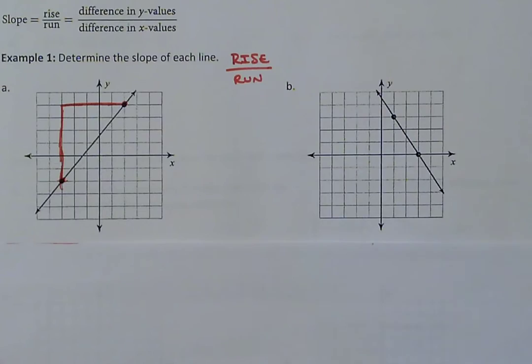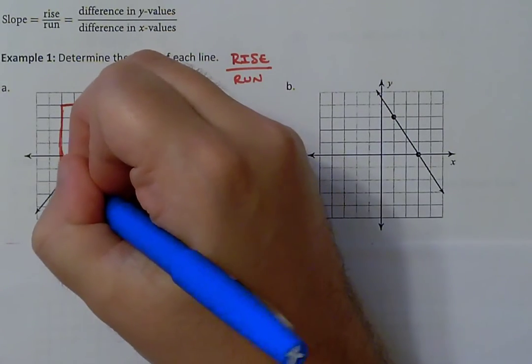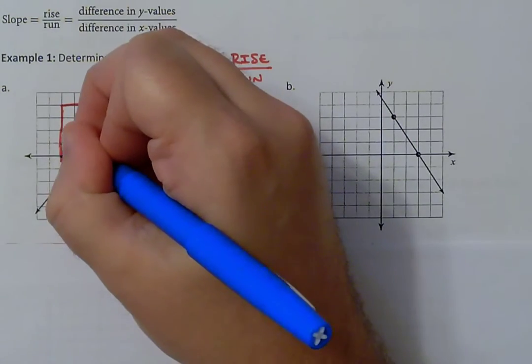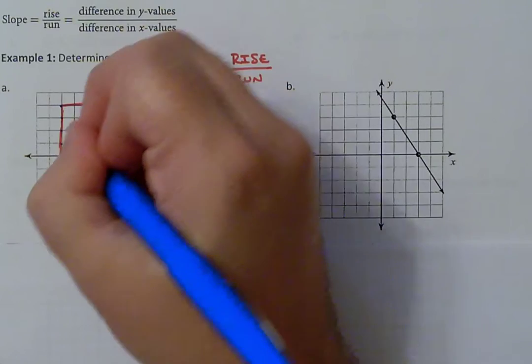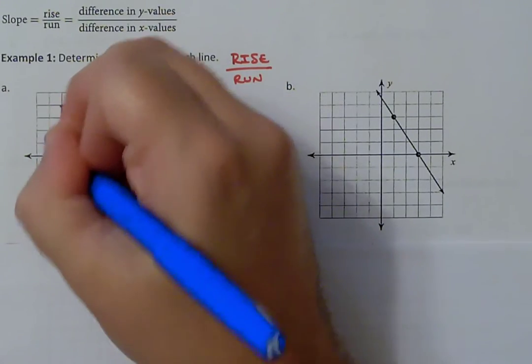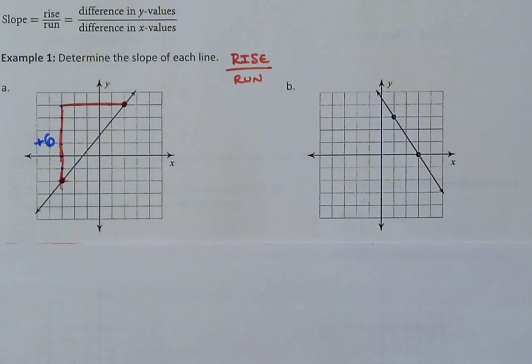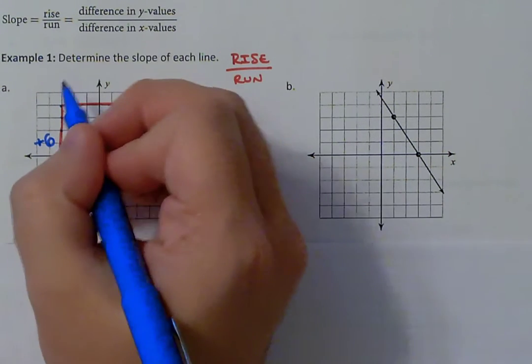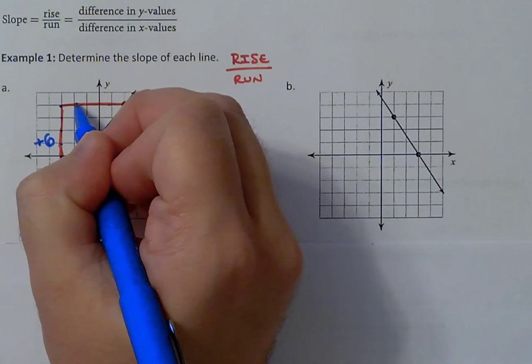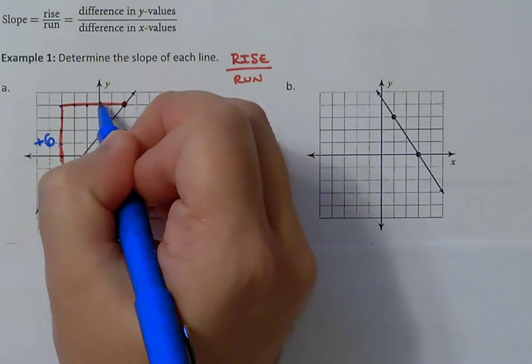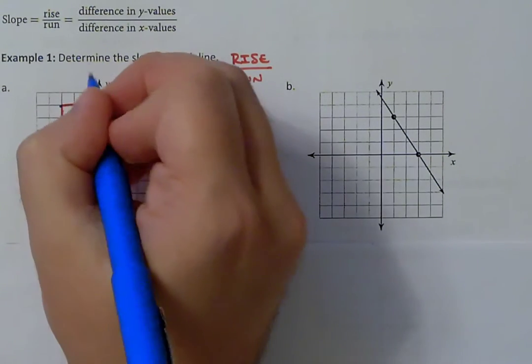So if I go through and count, it goes up by 1, 2, 3, 4, 5, 6. Now, because I went up, that is a positive direction. So it's going to be plus 6. If you ever go down, going down is considered a negative direction. Now, from here to get to this point, it's to the right 1, 2, 3, 4, 5.